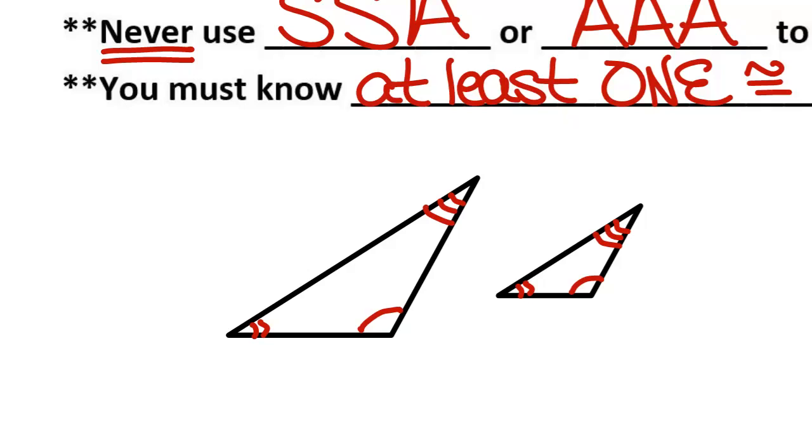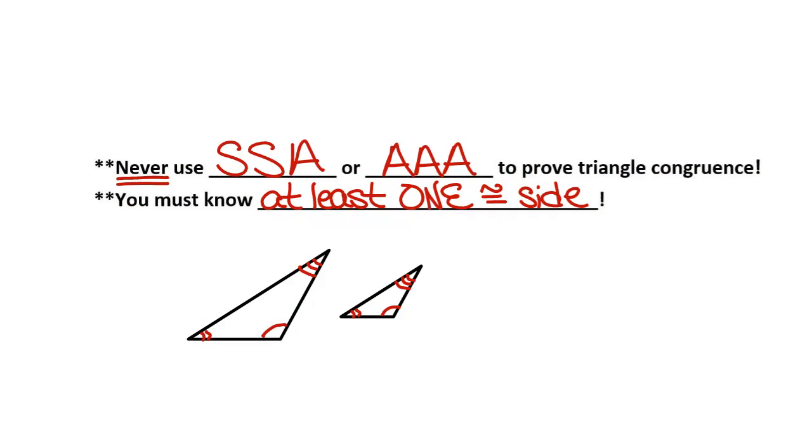But are they the same size? No. This is why angle, angle, angle doesn't work. If I was going to use it, all those other ones that we learned up above is so that I can show the two triangles are congruent, which means same shape and same size. These two are same shape, but not the same size, so they're not congruent.